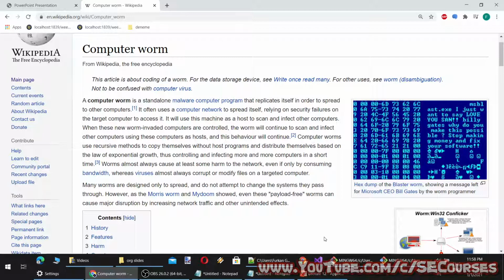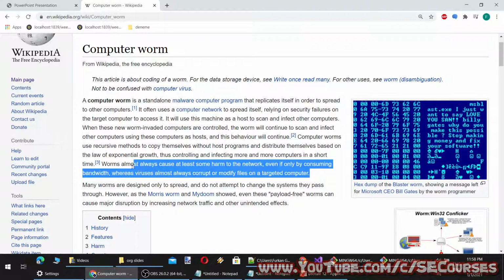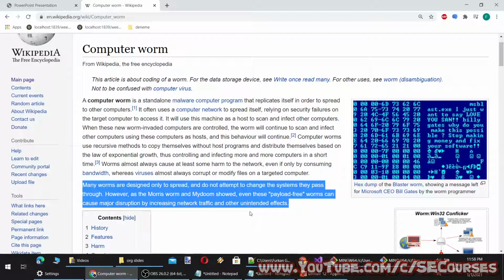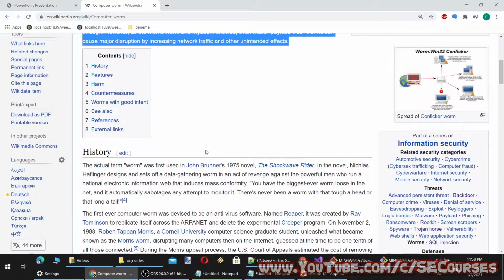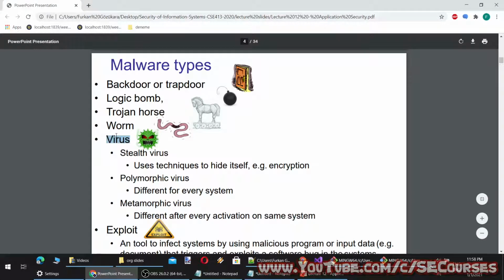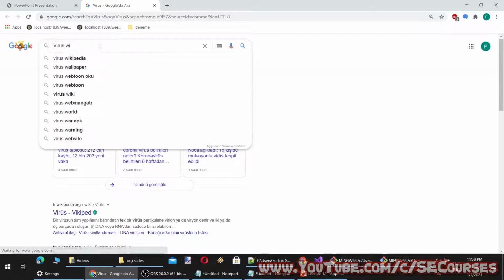Worms almost always cause at least some harm to the network, even if only by consuming bandwidth, whereas viruses almost always corrupt or modify files on a targeted computer. Many worms are designed only to spread, and do not attempt to change the systems they pass through. However, as the Morris worm and MyDoom showed, even these payload-free worms can cause major disruption by increasing network traffic and other unintended effects. All right, there is history and more information. Virus.